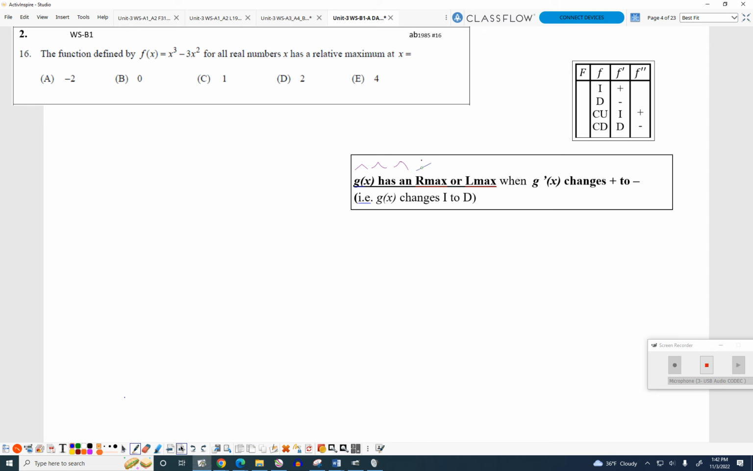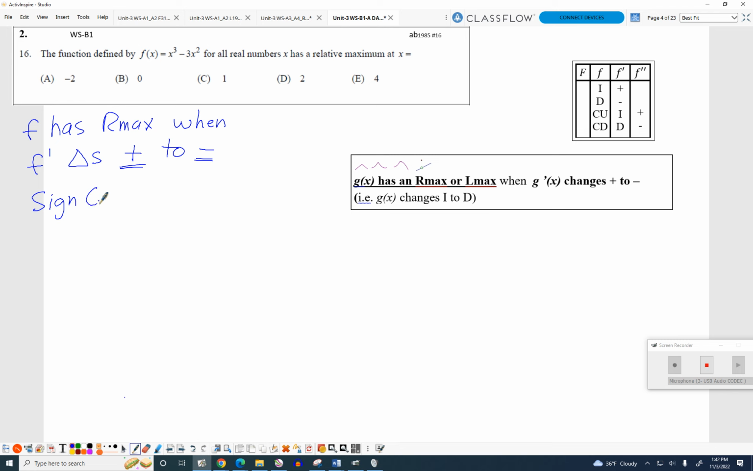Is it like when f prime goes from positive to negative? Here we go. So what you want to write is this. F, 2 points for Luke, has relative max when f prime changes positive to negative. So right there, because I don't see any graphs and I see signs, that's my clue that I probably need a sign chart.